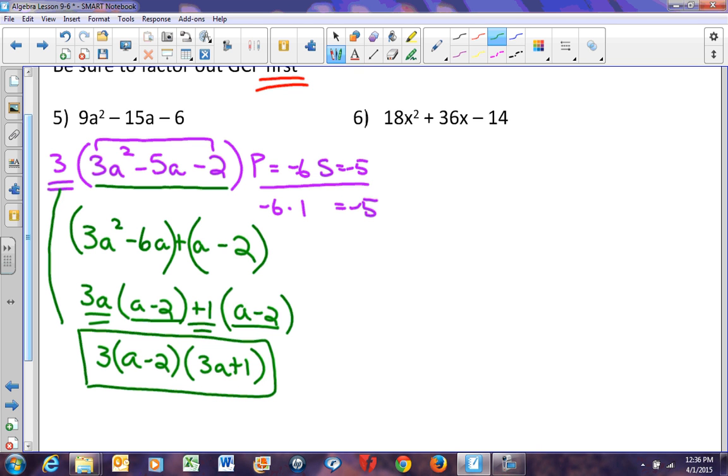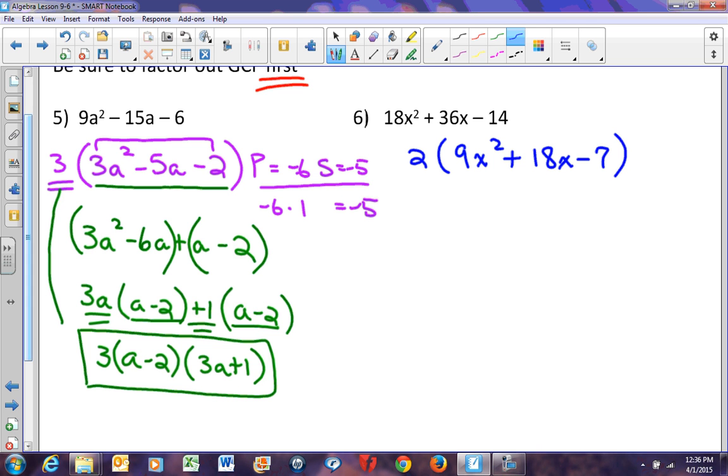Let's look at number 6. 18x squared plus 36x minus 14. I know that's divisible by at least 2. I believe 2 is the only thing it is divisible by. So if I take a 2 out of this problem, I'm going to be left with 9x squared plus, half of 36 is 18, 18x, half of 14 is 7.